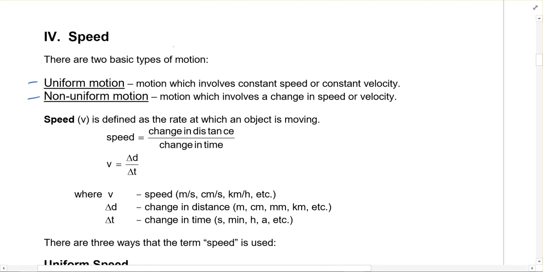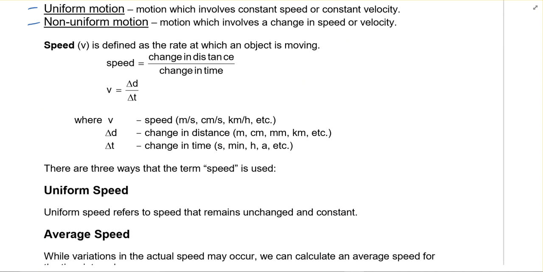Non-uniform motion is speeding up. So it starts out slow, it's quicker, until it's going really fast at the end. So those are the two types of motions.